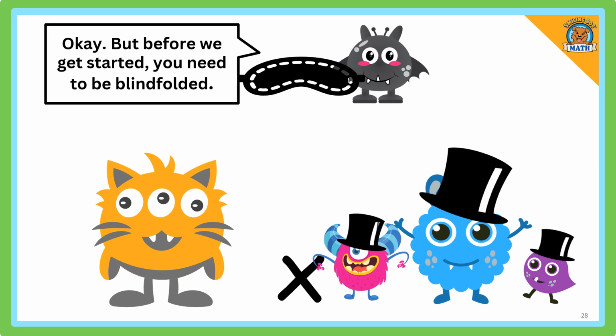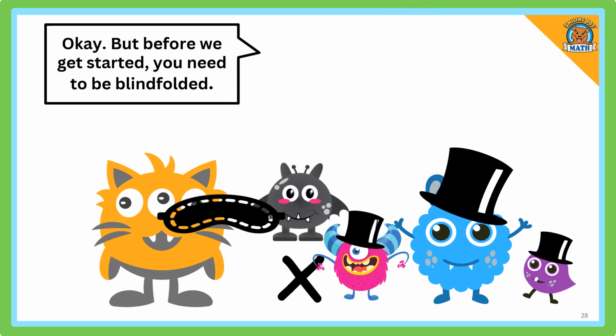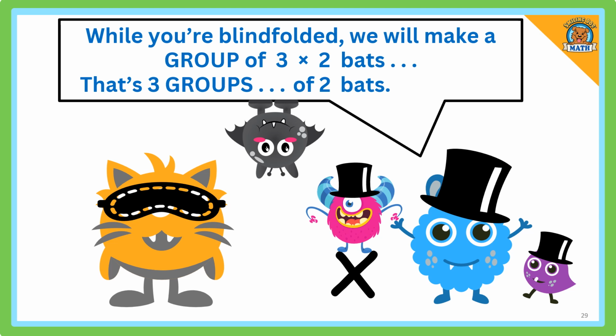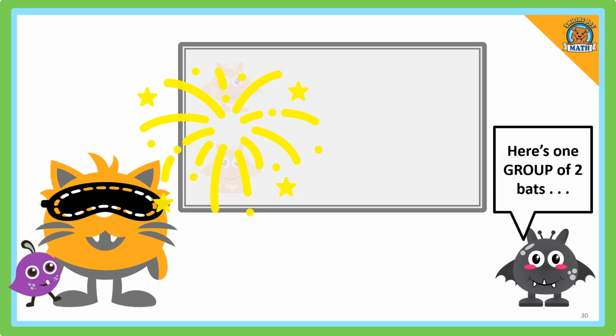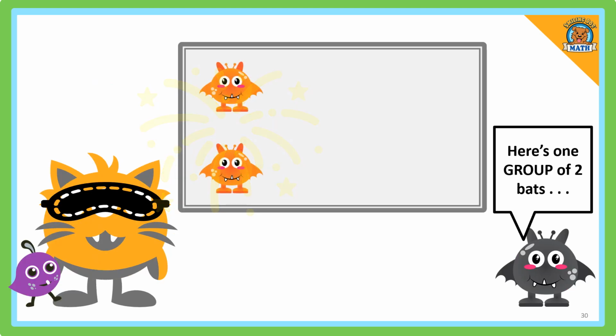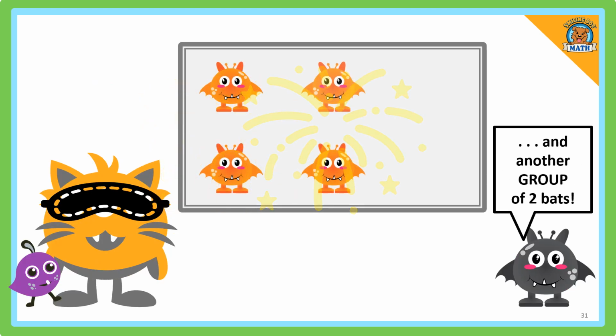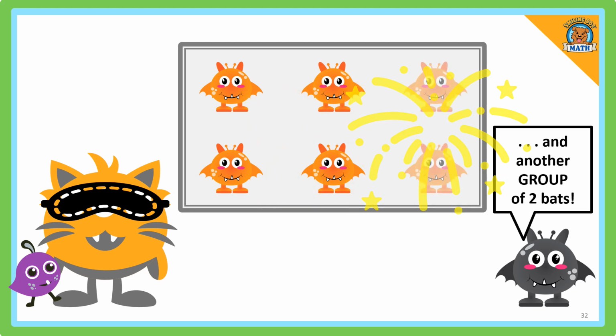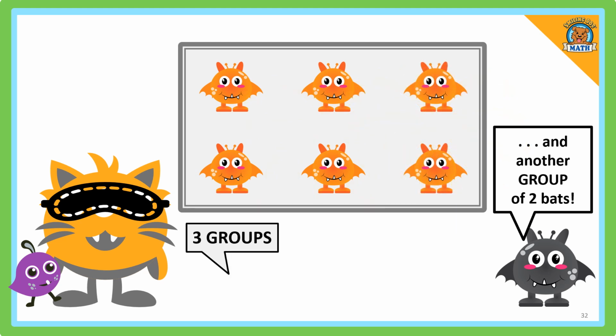Okay, but before we get started, you need to be blindfolded. While you're blindfolded, we will make a group of 3 times 2 bats. That's 3 groups of 2 bats in each group. Here's one group of 2 bats, and another group of 2 bats, and another group of 2 bats. So we've made 3 groups of 2 bats, or 3 times 2 bats.